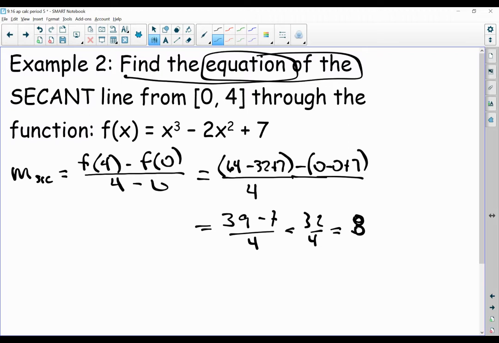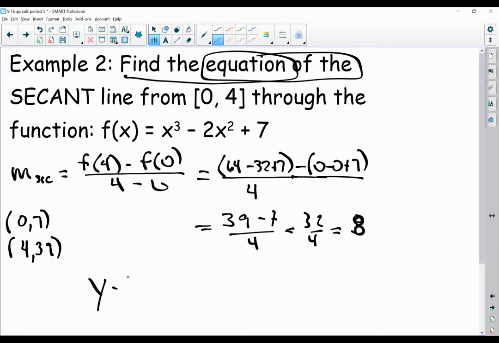Now, here is my soapbox, guys. If I ask you to write the equation of a line, and I don't specify what type of equation to write, I highly recommend writing it in point slope form. Now, this one is nice because we do have the y-intercept, because we know we have the point (0, 7) and the point (4, 39). I got that from plugging them in. So I could go straight to y equals mx plus b, but I just like to put it in the habit of putting things in point slope form.